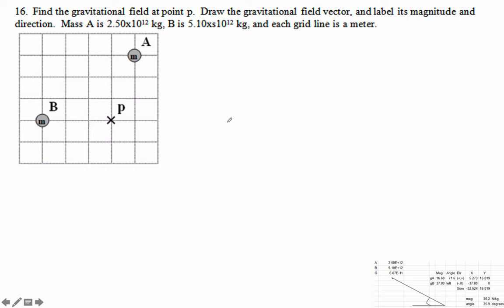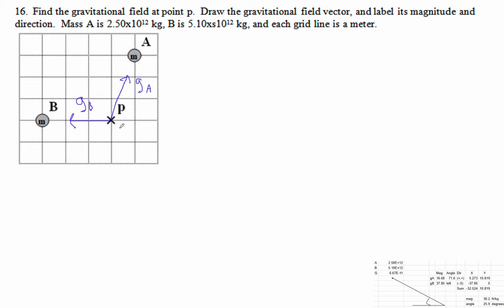Okay, so I feel like the first thing we should do is actually label the direction of the gravitational fields, right? Remember that gravity is always toward a mass, so the gravity due to mass B is that way. So here is G_B, to the left. And then this gravitational field, G_A, is up and to the right.